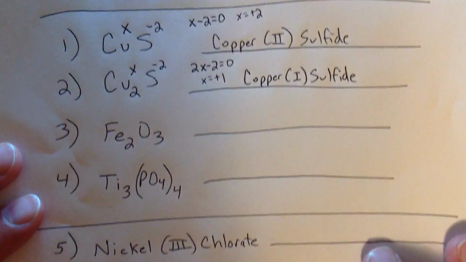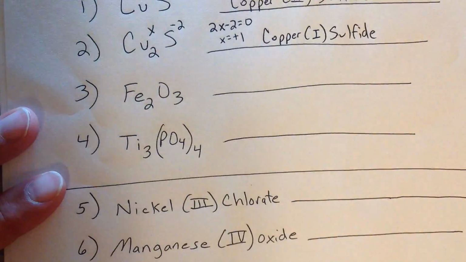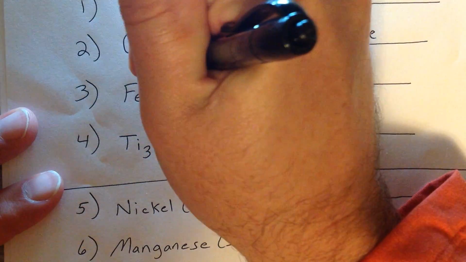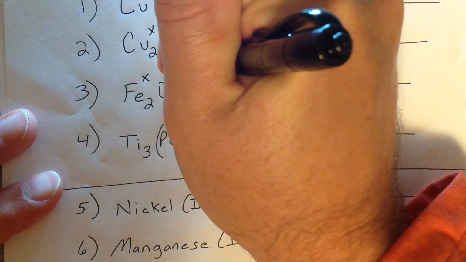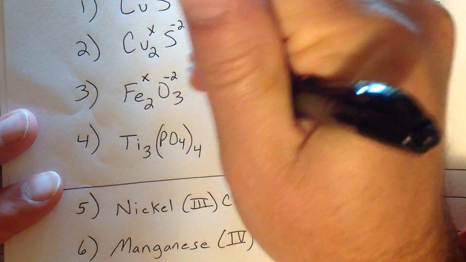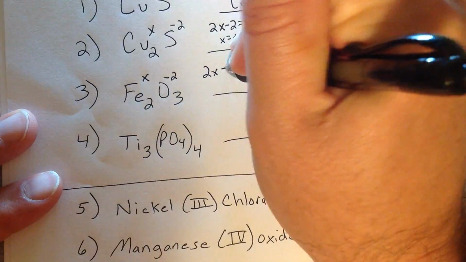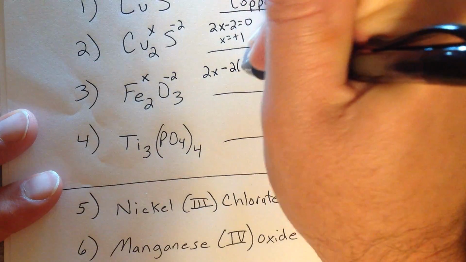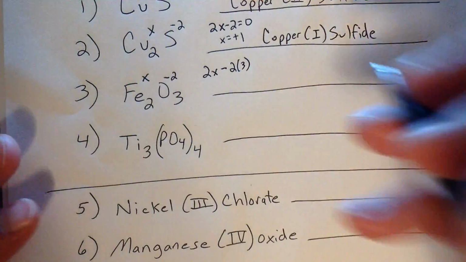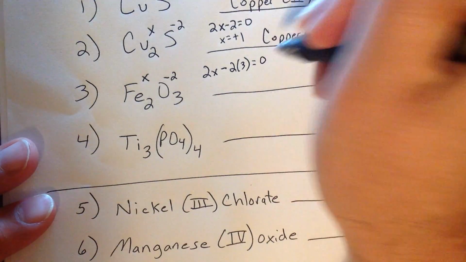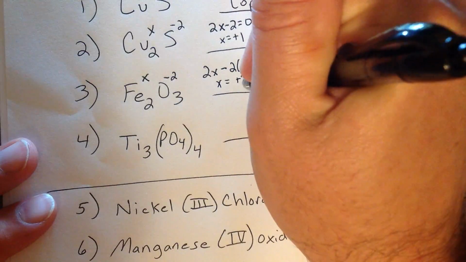Let's try the next one. One of our favorite real life substances here. This is rust. So we don't know what charge the iron will have because it's highlighted. We look up oxygen, it's -2. So how do we set this up? 2x minus 2 times 3. Some of you may have just said -6 there. But when you solve that for 0, you would get x equals +3.